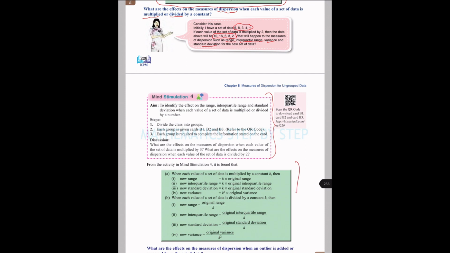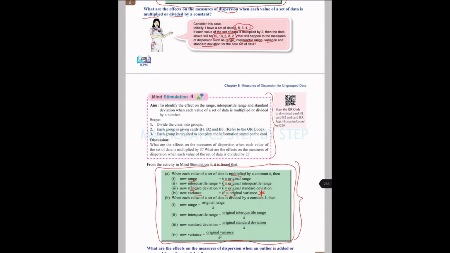So this is the conclusion made. So after your discussion, you can check here to see whether your discussion is going in the right direction. So when each value of a set of data is multiplied by a constant k, the new range will be k times the original range. New interquartile range will be k times the original interquartile range. New standard deviation will be k times the original standard deviation. Then the new variance will be k squared times the original variance. Okay, this is very important, so take note.